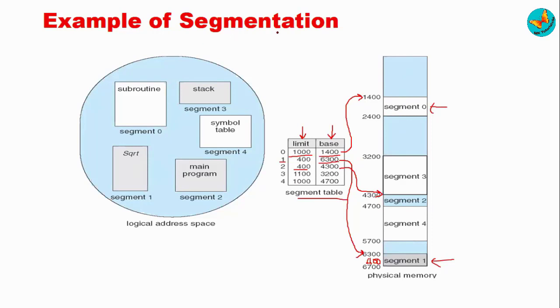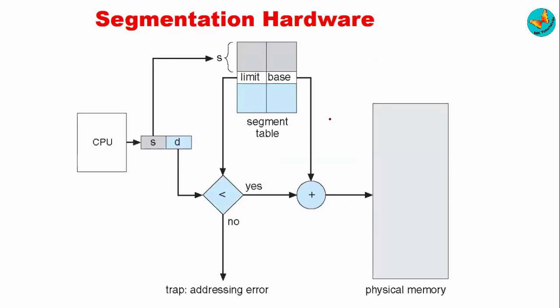Now let us observe the segmentation hardware, like we observed the paging hardware, isn't it? The CPU generates the logical address, then a segment table is maintained, and based on this the logical address will be converted to a physical address. So in both paging and segmentation, we have observed that the virtual address will be converted to a physical address. So this is all about segmentation.